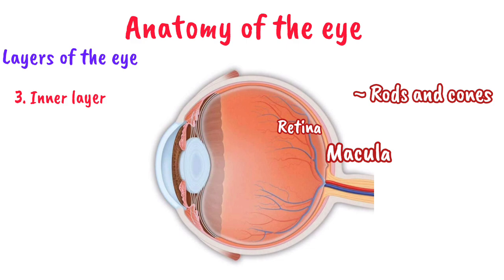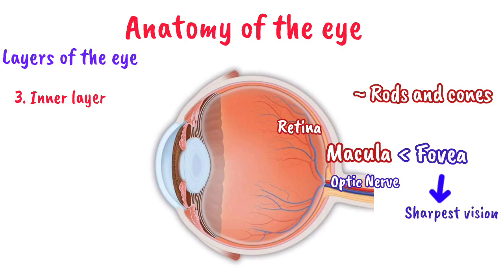Now, we also have something called the macula. The macula is the central part of the retina, and at its center is the fovea, which is the area for the sharpest vision. So you can be asked this in an exam: which area is the area of sharpest vision in the eye? You have to choose fovea as your answer.